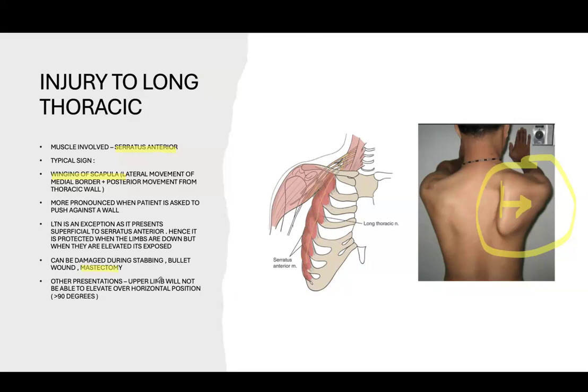So the other presentations which you would see other than the winging of the scapula are that the upper limb will not be able to elevate over the horizontal position. That's because serratus anterior is responsible for this function. So basically just remember that the serratus anterior would not be able to perform this function.